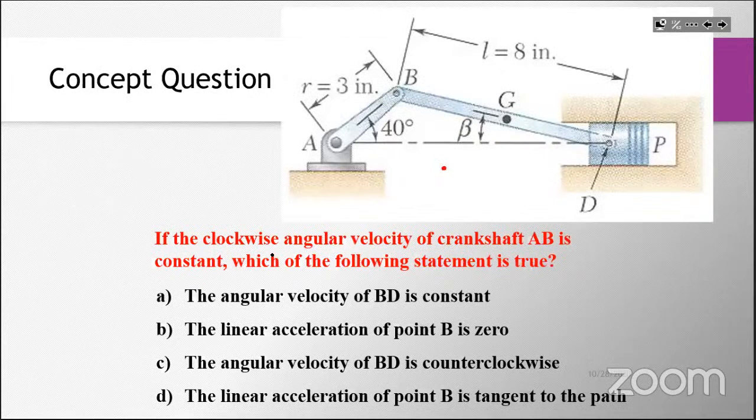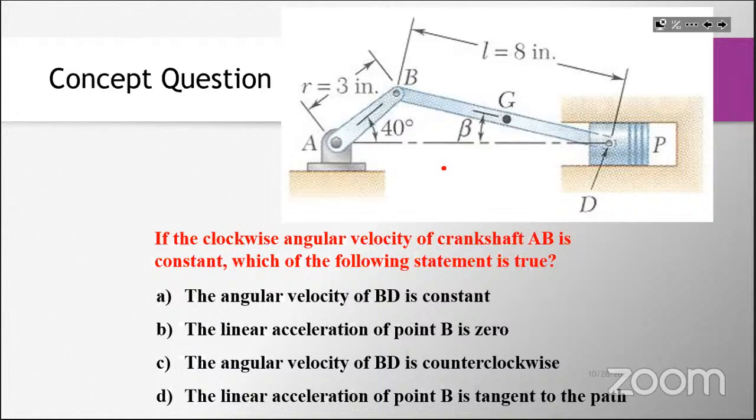All right. So let me ask you this. Let's go back to this problem. If the clockwise angular velocity of crankshaft AB is constant, which of the following statements is true? So the crankshaft velocity omega of AB, that first part, is constant. So then what else is true?